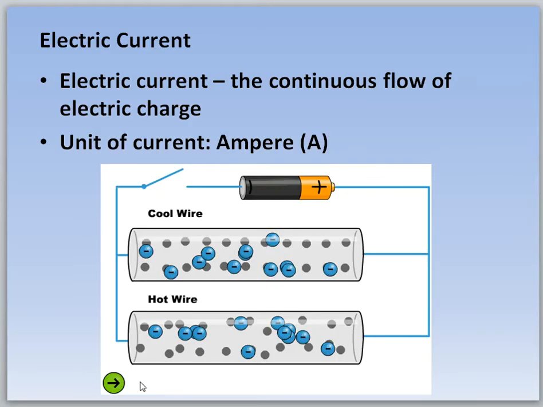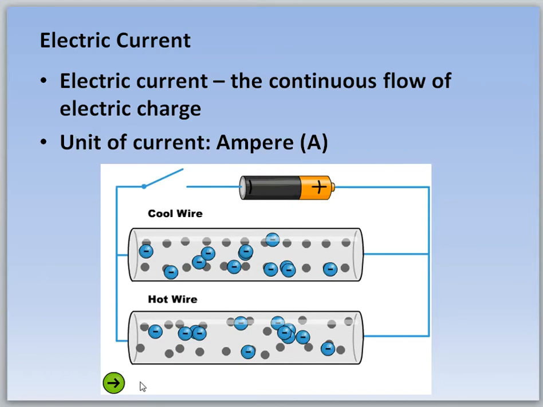Let's talk about what is electric current. Well, electric current is the continuous flow of electric charge. We know that that's the movement of electrons. We know that within an element, electrons can be passed, protons are not. We know that the protons determine the element, but electric charge can be passed through the passing of electrons. The unit of current is the ampere, or the amp, and that's just denoted by A. It is the flow of electric charge.